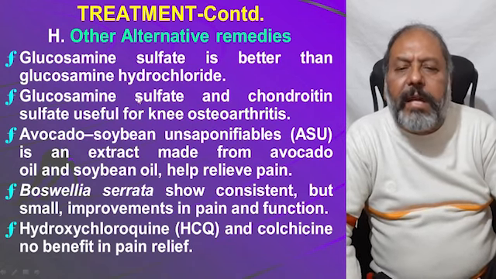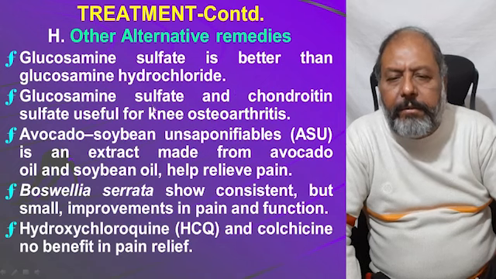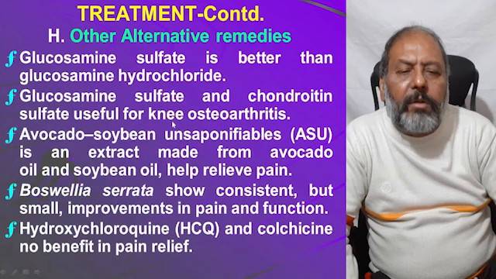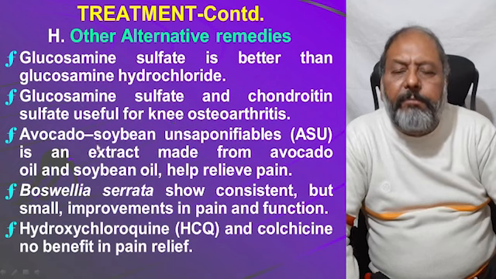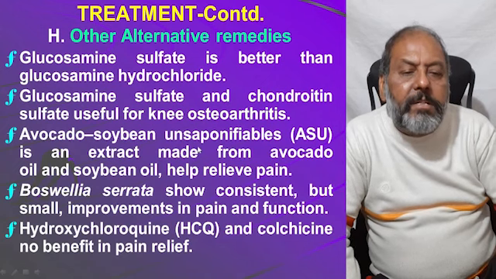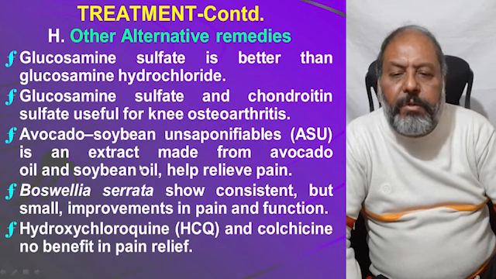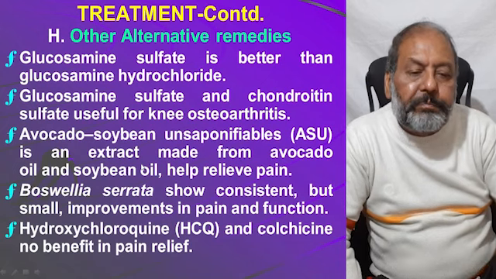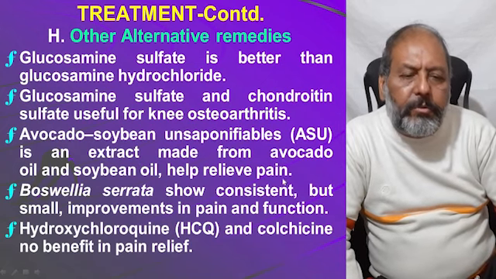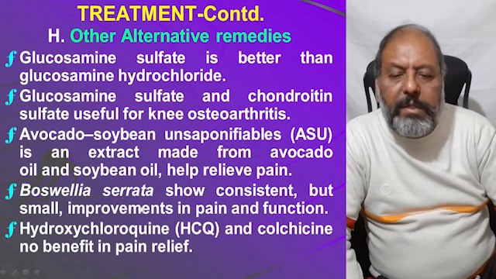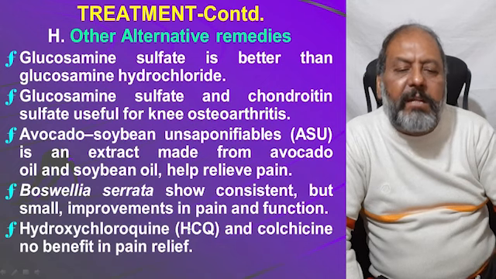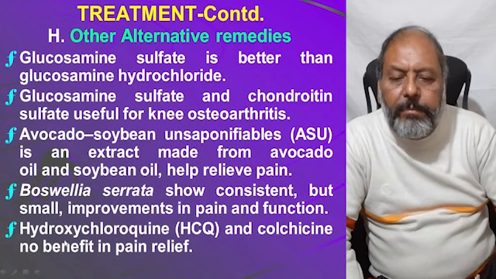Glucosamine sulfate is better than glucosamine hydrochloride. Glucosamine sulfate and chondroitin sulfate are useful for knee osteoarthritis. Then avocado soybean unsaponifiables, ASU, is an extract made from avocado oil and soybean oil. It also helps to relieve the pain. Boswellia serrata shows consistent but small improvement in pain and function.